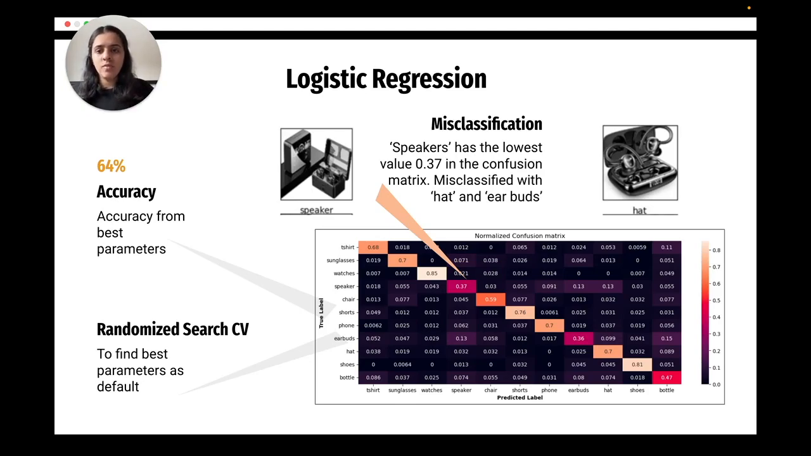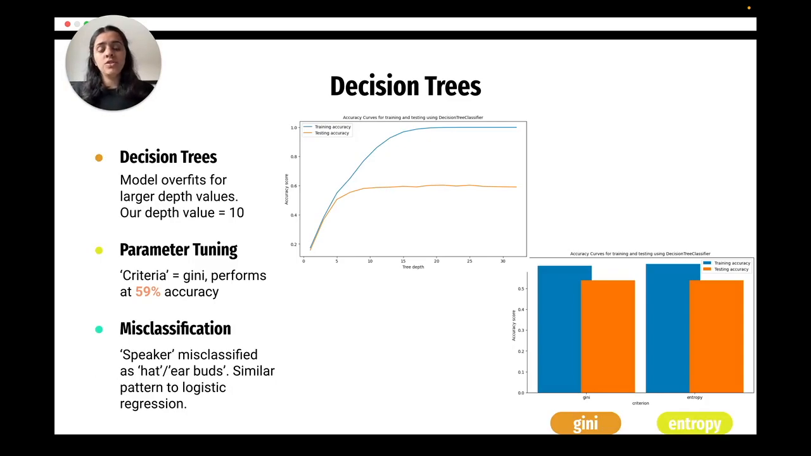Upon analysis, we found a bunch of images which were misclassified. The one that stood out was the speaker, whose value is 0.37, as we can see in the confusion matrix. The classifier often confuses it with hat or earbuds, as the packaging of earbuds resembles a container and so the speaker. Next, we tried trees, that is decision tree classifier.